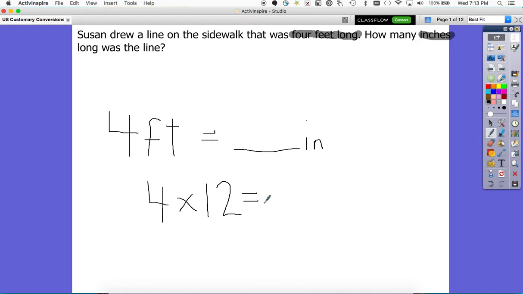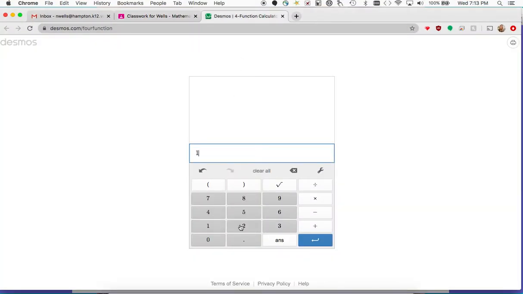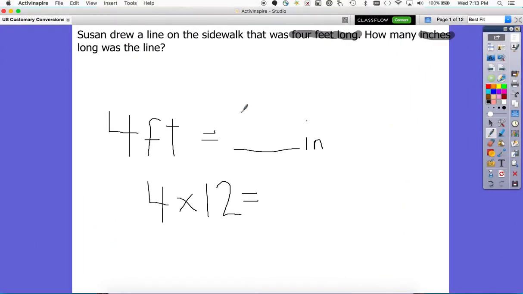Now I'm just going to double check and make sure 48 is correct by using my calculator, because again, you can use a calculator on this. 12 times 40, oops. Let me clear that out. Try that again. It was 4 times 12. And my answer is 48. So my total would be 48 inches.